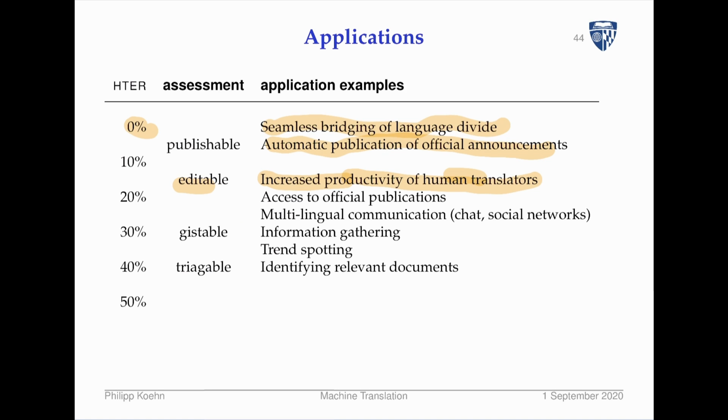And so on and so on. Further down, we're going to have, for instance, information gathering, identifying relevant documents. So there are different quality barriers, maybe also for multilingual communication, chats, and so on. The threshold is not as high. You just basically want to know what he said and don't really need to have all the nuance and details perfect.